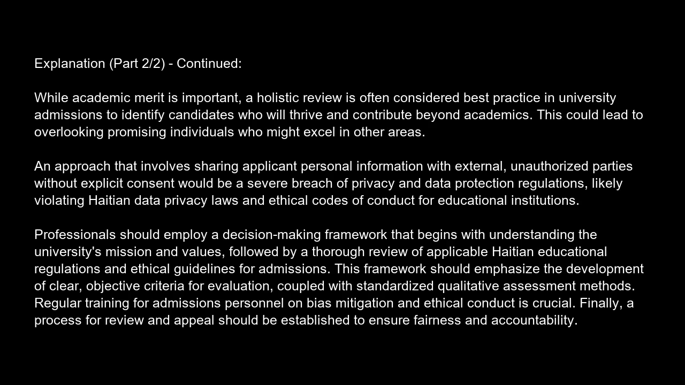Professionals should employ a decision-making framework that begins with understanding the university's mission and values, followed by a thorough review of applicable Haitian educational regulations and ethical guidelines for admissions. This framework should emphasize the development of clear, objective criteria for evaluation, coupled with standardized qualitative assessment methods. Regular training for admissions personnel on bias mitigation and ethical conduct is crucial. Finally, a process for review and appeal should be established to ensure fairness and accountability.